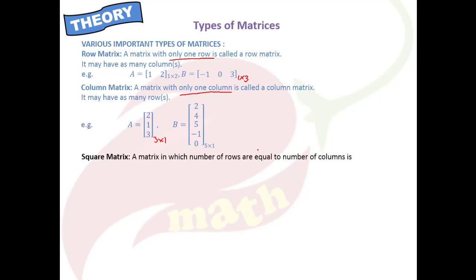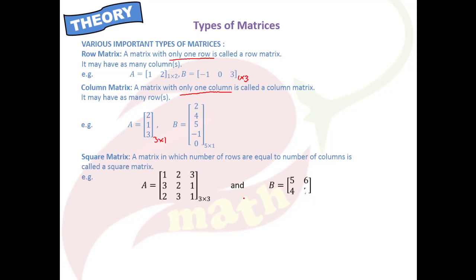Square matrix. From the name it is clear, its length and breadth will be the same. That is, it will have the same number of rows as the number of columns. Examples: this A has three rows and three columns, so it's like a square. B has two rows and two columns. You can say its order is 3 into 3, or you can say A is a square matrix of order 3. It's the same.